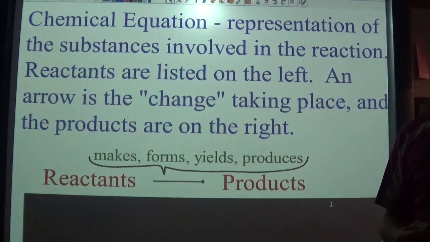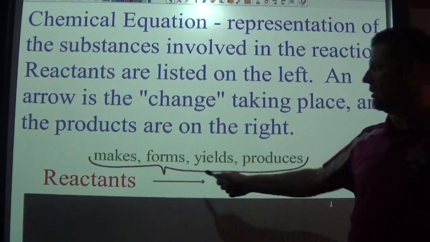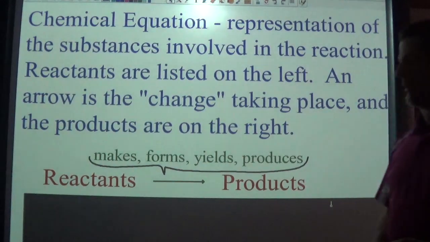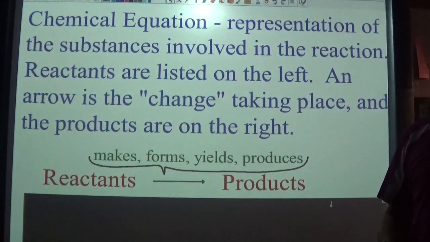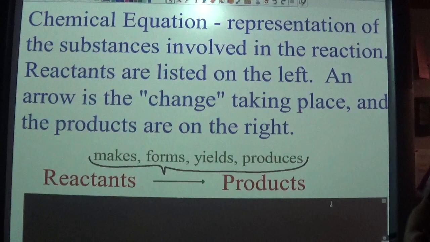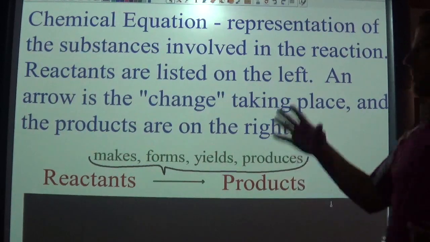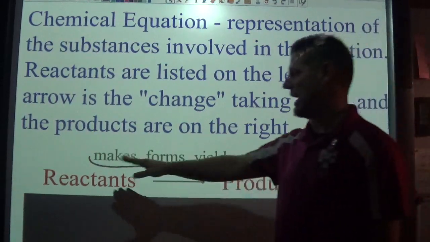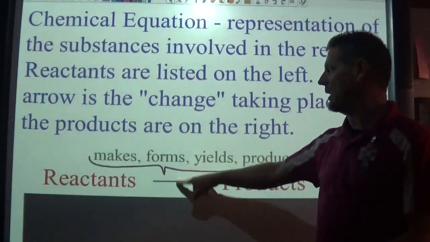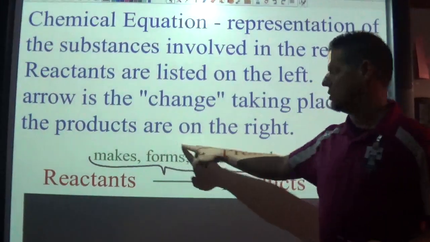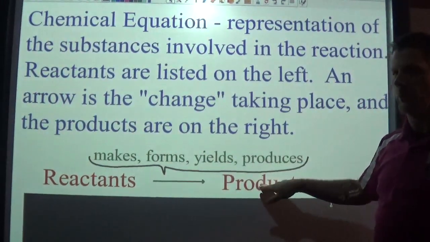When we start to write this out, or when we start to say it out loud, there are different words that we can use to represent this arrow. That could be the word makes, it could be forms, yields, produces, causes to react and become, any of those types of things. So like the way that our English language works, that's what we're looking at there. So reactants do something to form, to make, to yield these products.